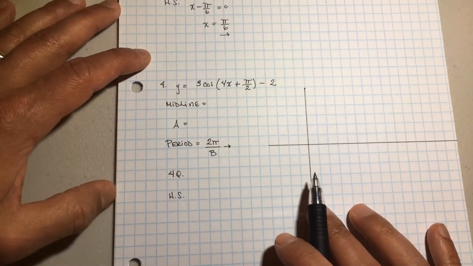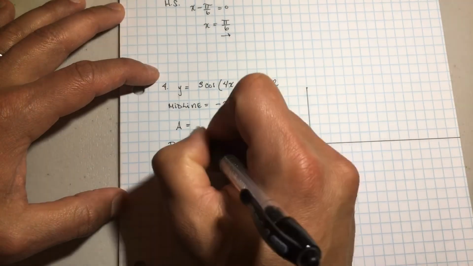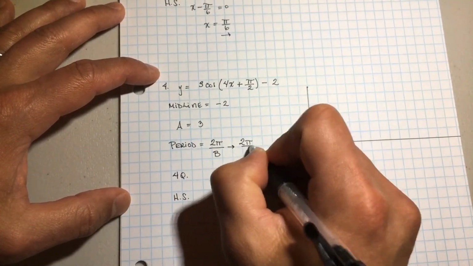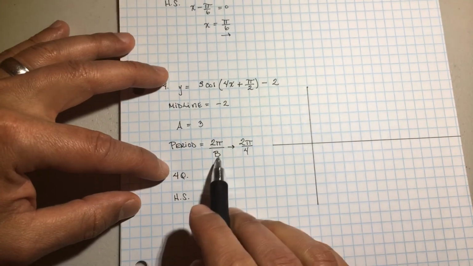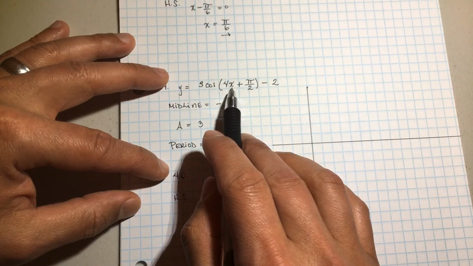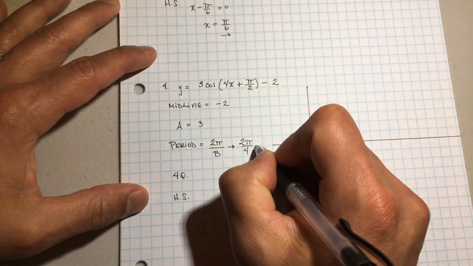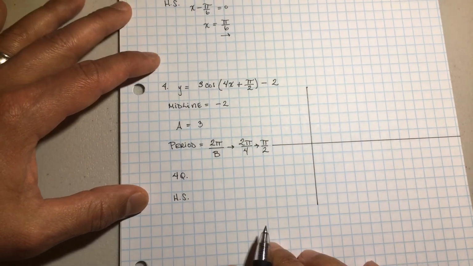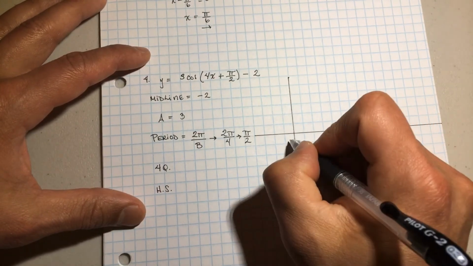Last one, okay? Midline, same thing. Oh, that's -2. Amplitude, +3. Period is 2 pi over, what would that be? 2 pi over 4. What's in front of the b? I'm sorry, what's in front of the x is a 4, so 2 pi over 4. This is the same thing as pi over 2. Okay, so that means by the time I get over here, it should be pi over 2. So we start off at 0.